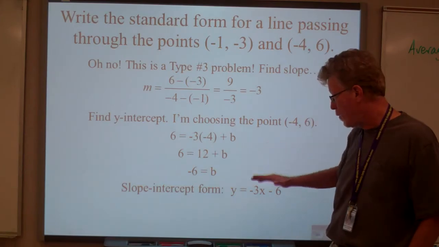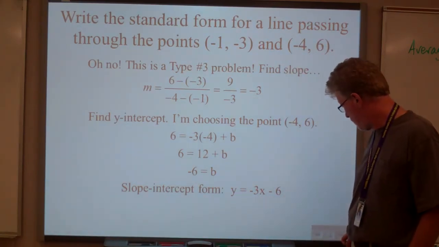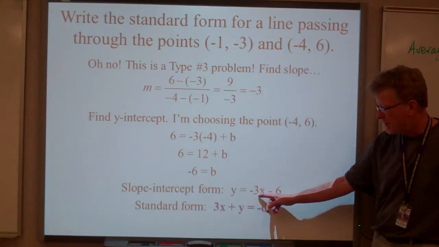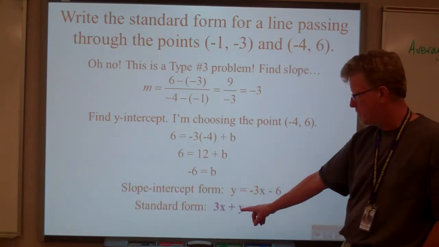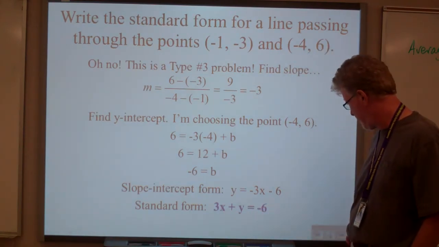And now that we have the equation in this format, we have to get the variables on the same side. So we're going to add 3x to both sides, which brings us to 3x plus y equals -6.